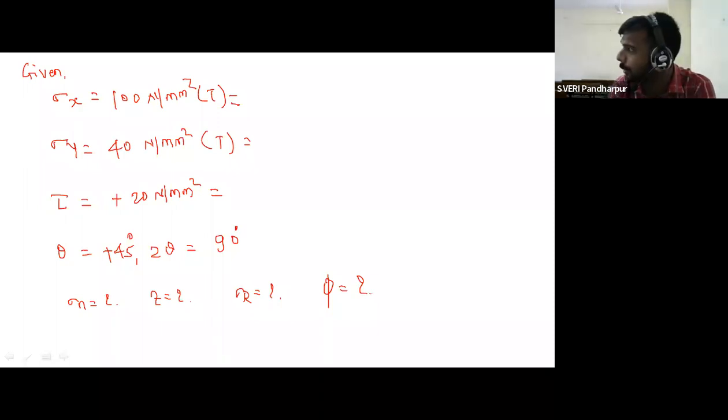So these are all the given parameters: sigma x, sigma y, shear stress tau. Theta is given plus 45 degree. As per the sign convention, it is positive. So 2 theta is equal to 90. Now the sigma x and sigma y both are tensile, so your maximum diagram will be generated to the right side of the origin. So leave maximum space at the right side of the origin.